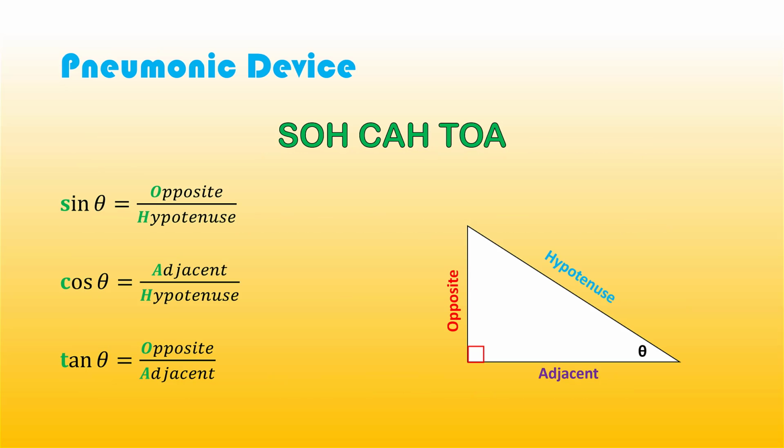We have a mnemonic device to help us, SOHCAHTOA. So if I look at my right triangle with all of the sides labeled, SOHCAHTOA: sine is opposite over hypotenuse. Cosine, adjacent over hypotenuse. And tangent is opposite over adjacent. So SOHCAHTOA is using the first letters of each of those to make this mnemonic device. Let's try this out.